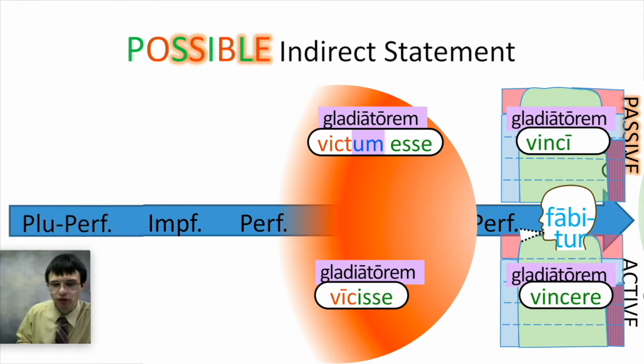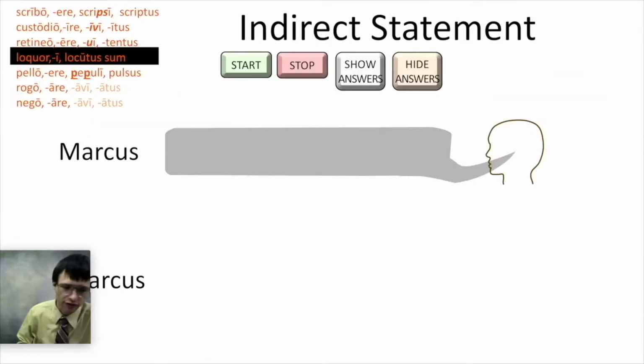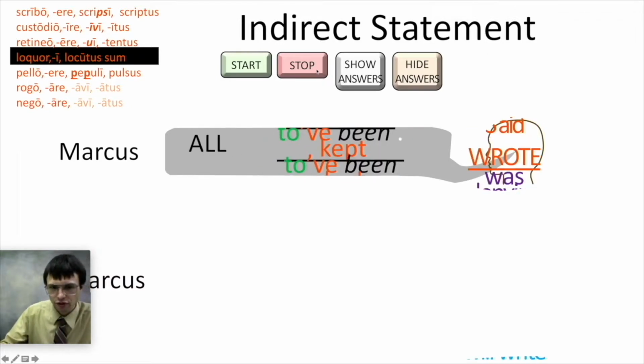And then Marcus will confess the gladiator to be about to conquer even later in the future than that. All right, so that's all relative time. Great. So try these. First, review the vocab up top because you're going to be making sentences out of these words. Start somewhere, stop it, and then try to put it into Latin.